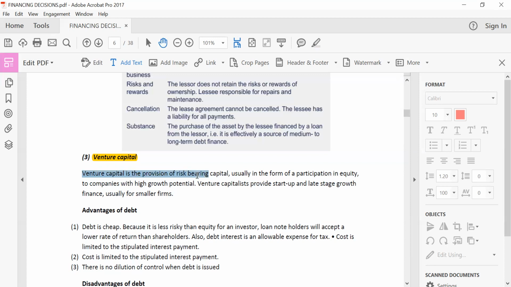Venture capital is the provision of risk-bearing capital, usually in the form of a participation in equity, to companies with high growth potential. Venture capitalists provide startup and late-stage growth finance, usually for smaller firms. So an individual can target a startup, knowing for sure that there are a lot of prospects with this startup, invest into it, make big time, and later on find their exit strategy. That is the case of venture capitalists.